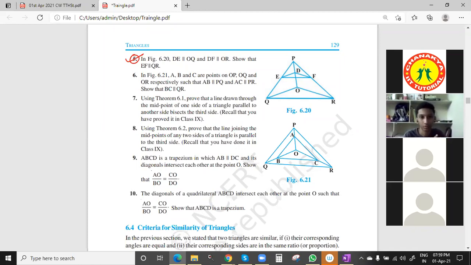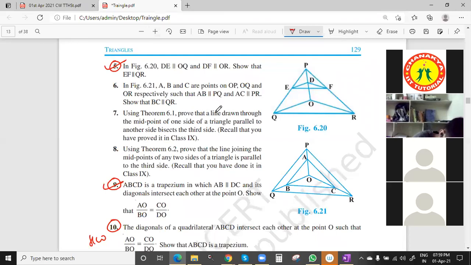The 10th number we can try. First we can try the ninth number. Ninth and 10th are important questions from this exercise. The ninth one we can try. The 10th one will be homework for the next session, the next class, and we'll see that now. In the next session we'll see the criteria of similarity of two triangles.